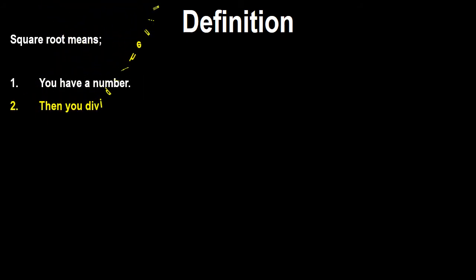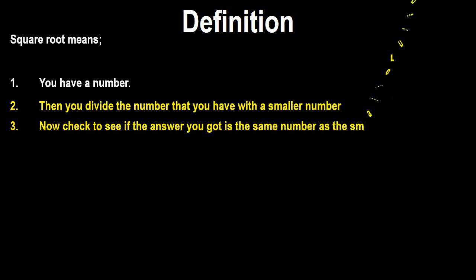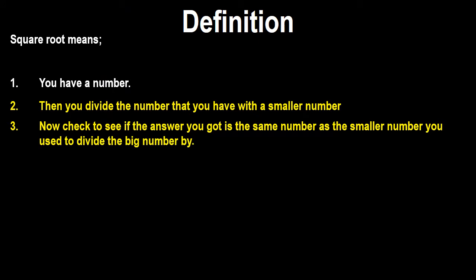Alright, so let's define what square root means. Square root means, number one, you have a number, and then number two, you divide the number that you have with a smaller number. Number three, now check to see if the answer you got is the same number as the smaller number you used to divide the bigger number by.